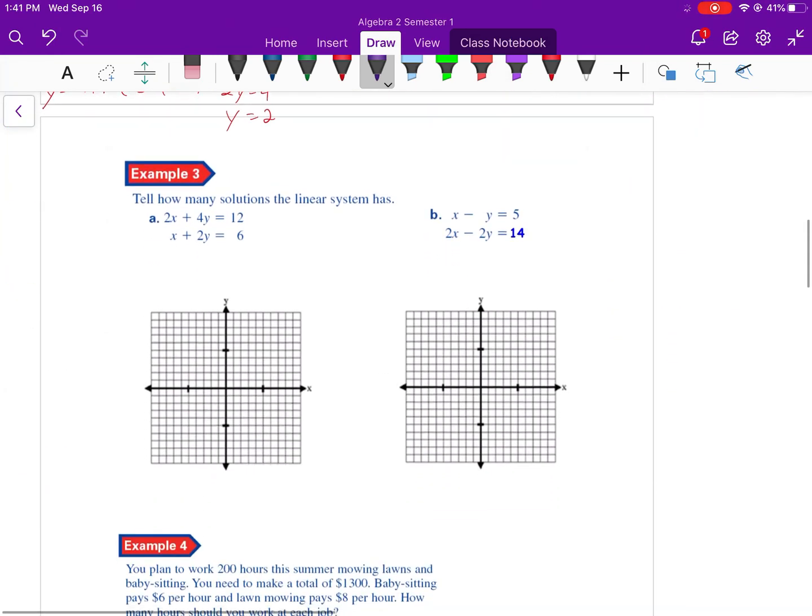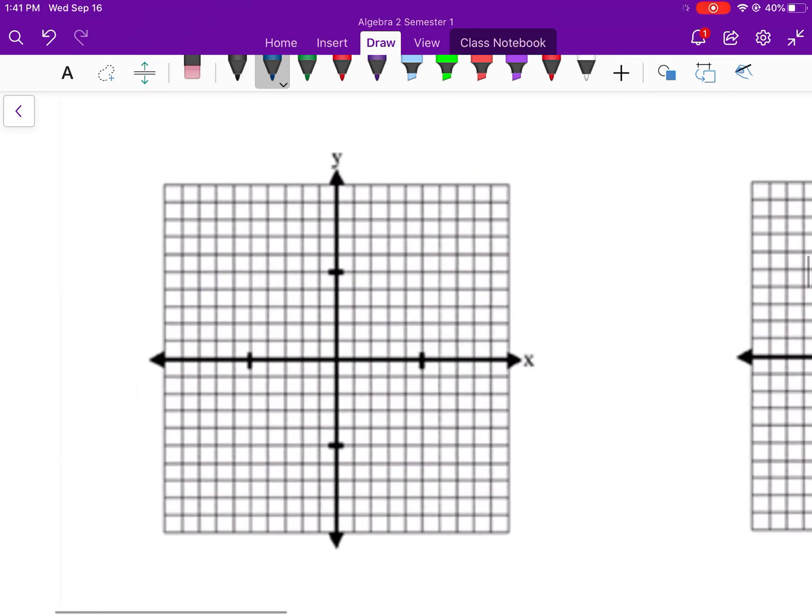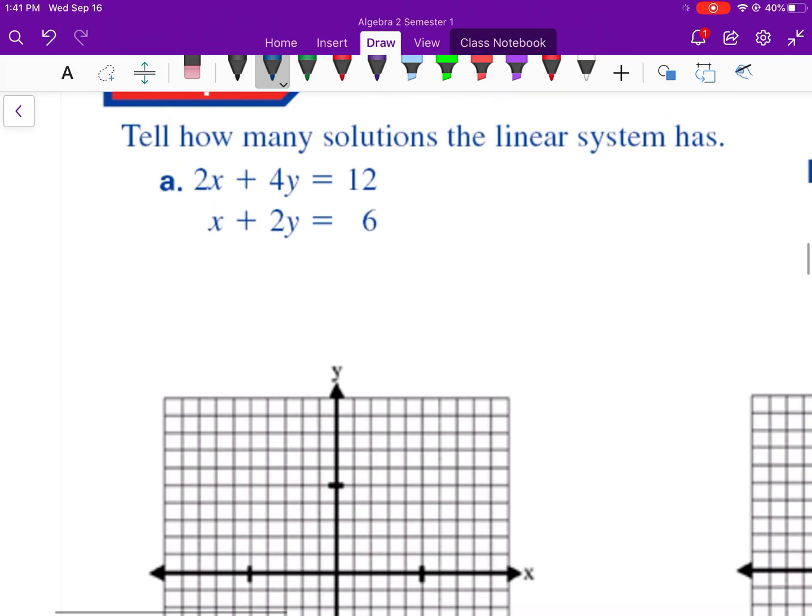Now, tell how many solutions a linear system has. Again, an easy way to do this is to just graph both equations. Let's start with this one. This would be my blue equation, blue line. X-intercept, y-intercept.